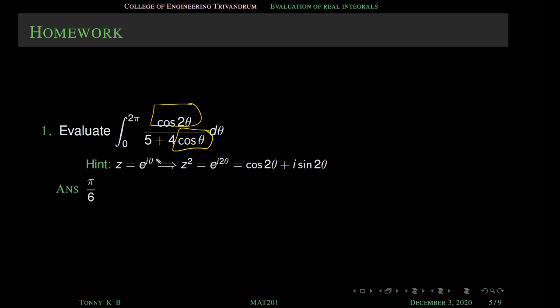If you take z equal to e raised to I theta, then what about z square? Z square is e raised to I 2 theta, right? E raised to I theta whole square is e raised to I 2 theta. And we know that e raised to I 2 theta equals cos 2 theta plus I sin 2 theta.